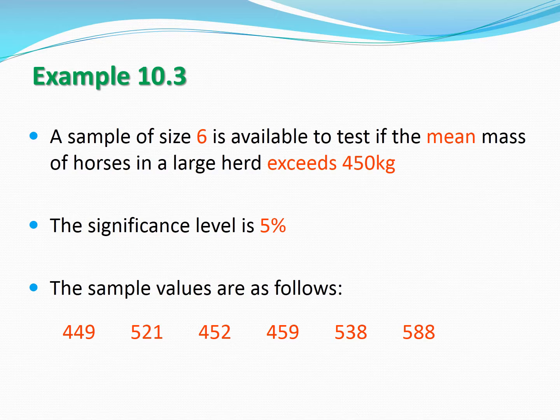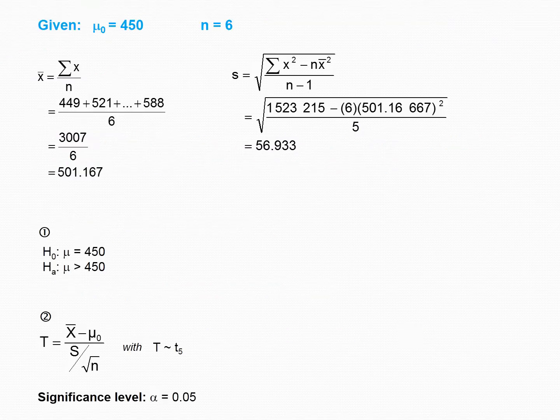So they didn't calculate the sample mean and the sample standard deviation, so you had to calculate that yourself. Our sample mean is going to have a value of 501.167 kilograms, and the standard deviation will be 56.933.